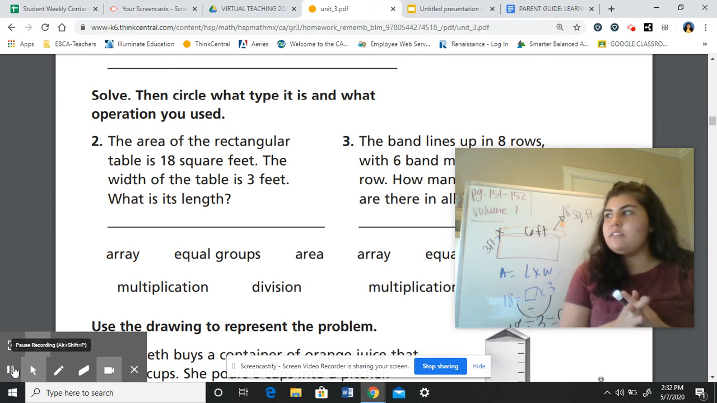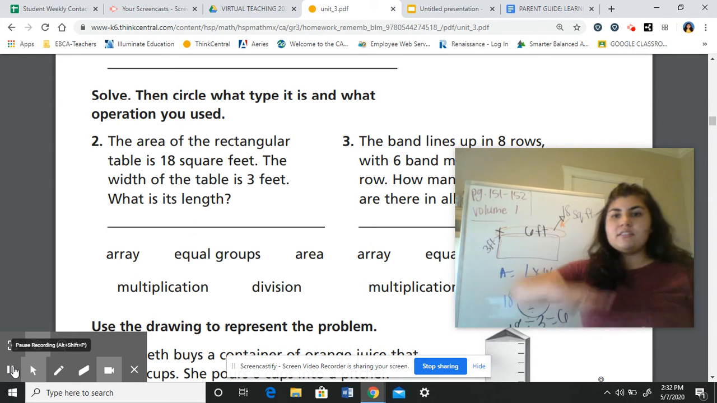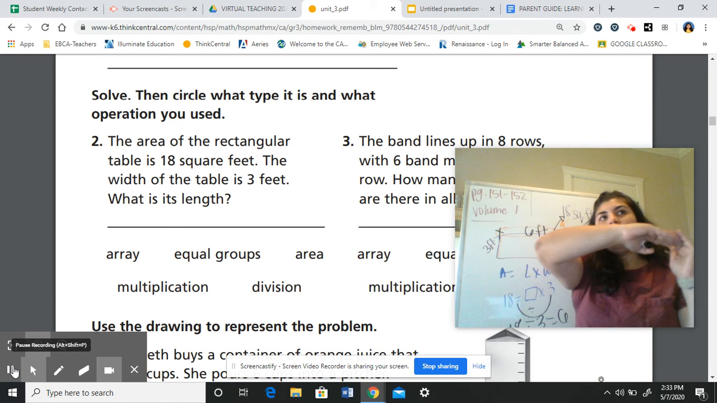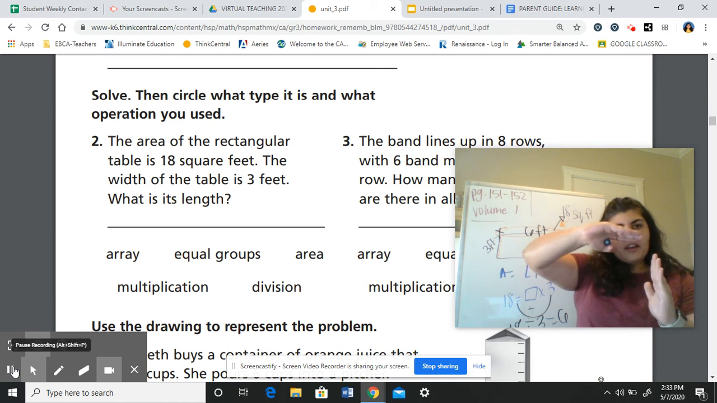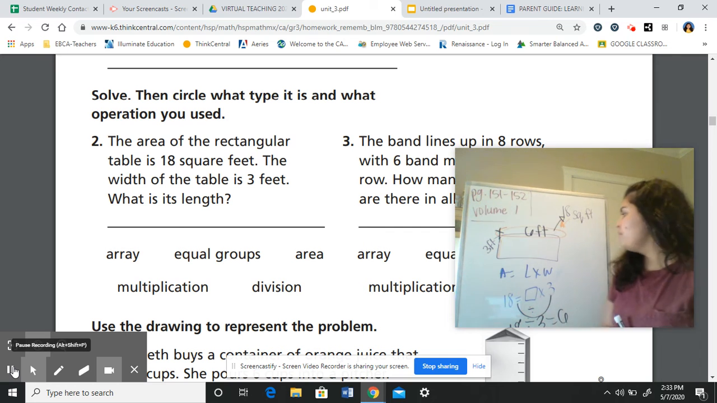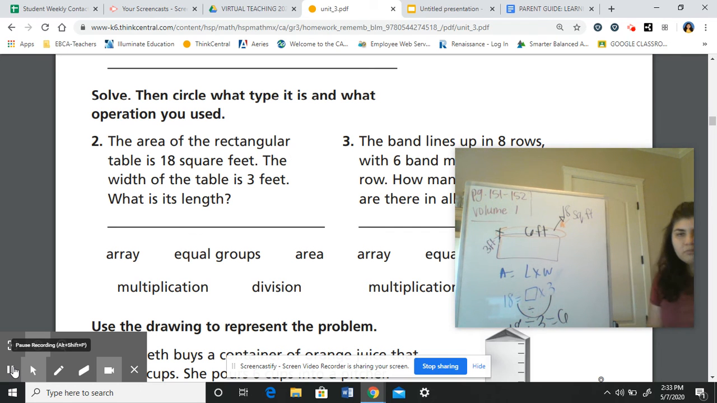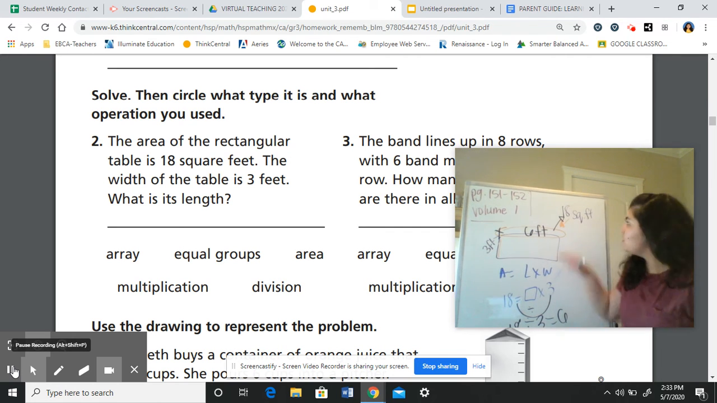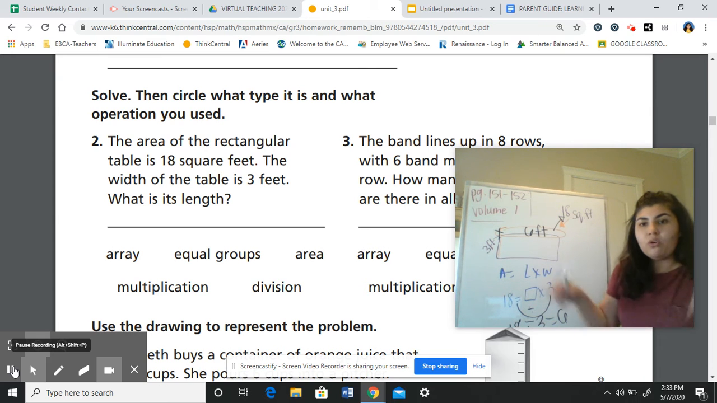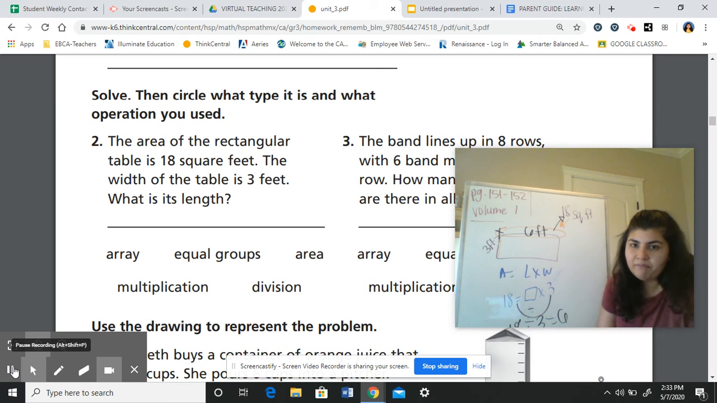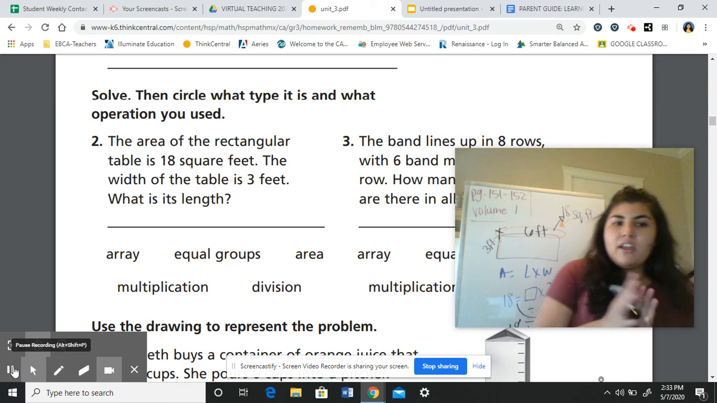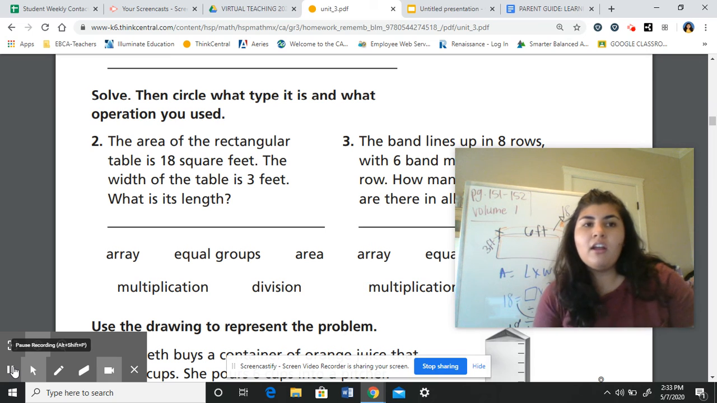Remember your takeaways. Area is length times width, how long something is and how wide something is. Usually you would multiply that, but if they give you the total of the whole area, you can use that to divide by one of the sides that they gave you. If you guys have any questions, let me know.